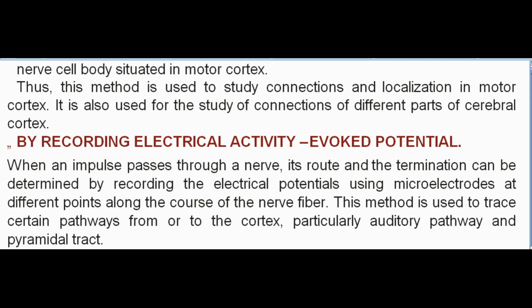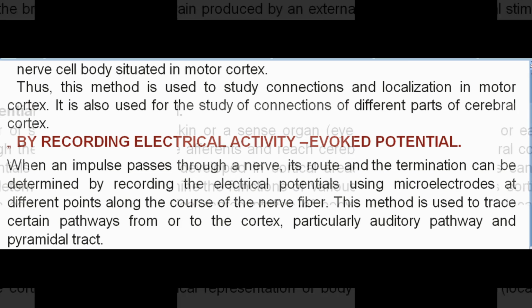By recording electrical activity, evoked potential. When an impulse passes through a nerve, its route and the termination can be determined by recording the electrical potentials using microelectrodes at different points along the course of the nerve fiber. This method is used to trace certain pathways from or to the cortex, particularly auditory pathway and pyramidal tract.